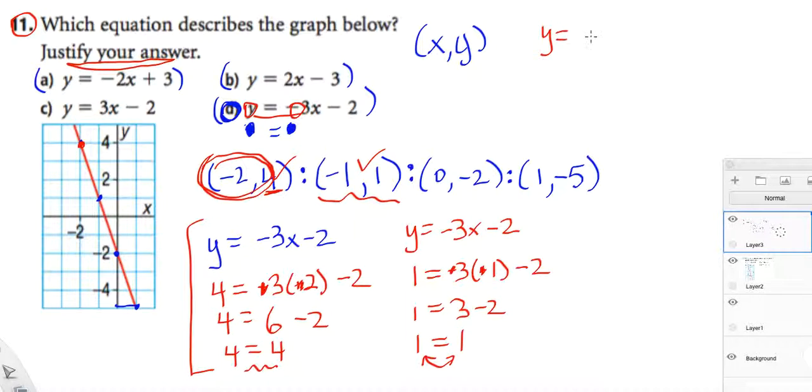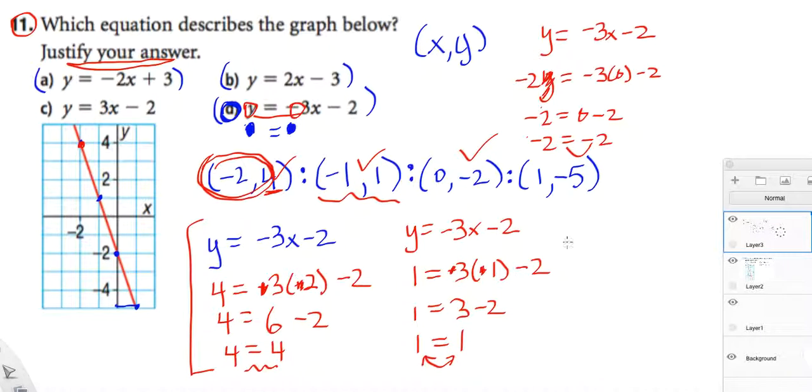We do y equals -3x minus 2. Let's plug this one in. Our x is 0, so -3 times 0 minus 2, and our y is -2. We'll bring it down again: -2 equals -3 times 0. Anything times 0 is 0. And so we have 0 minus 2, which gives us -2. So you can see equal on both sides, which checks out.